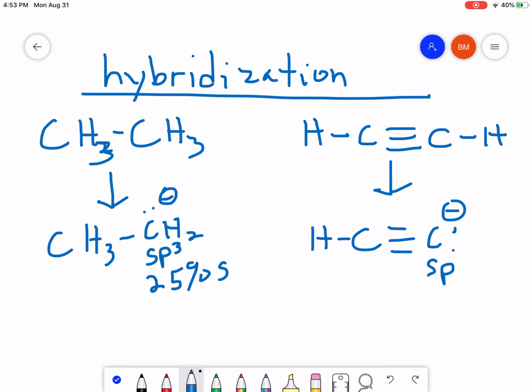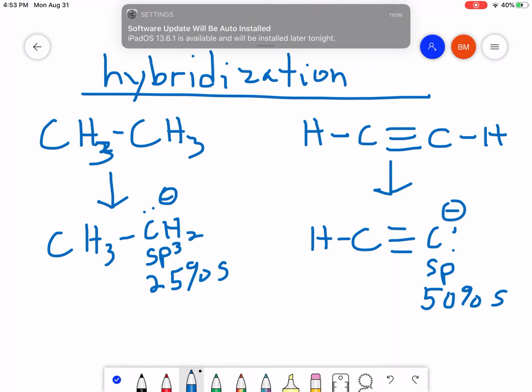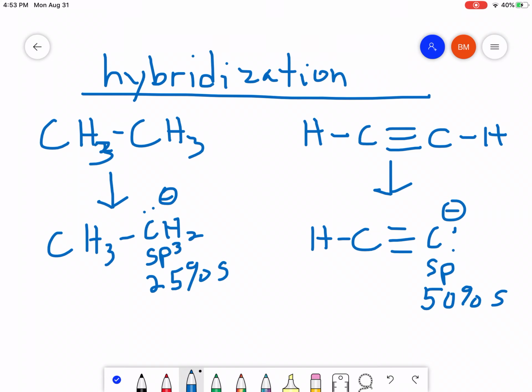SP, hopefully, you'll be able to calculate, you know, for all you math majors out there, that it has 50% S character, right? So sp orbitals have higher S character. All right, so think about this. Which one of these hybrid orbitals more closely resembles a pure S orbital? Is it sp or sp3, right? Well, since sp has higher S character, that means it's going to more closely resemble just a pure S orbital.